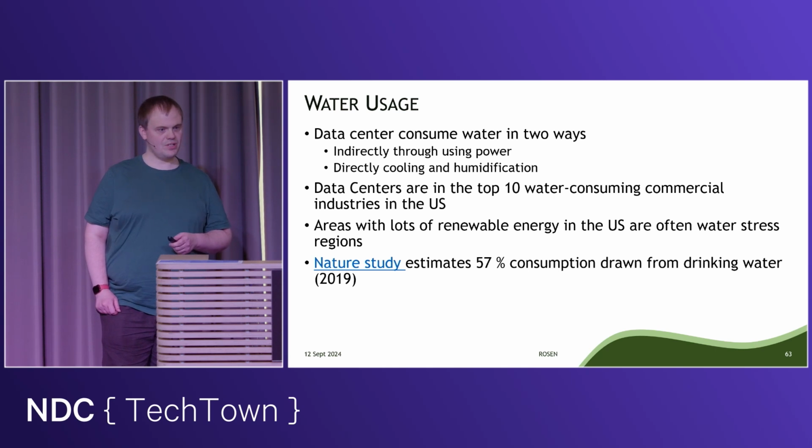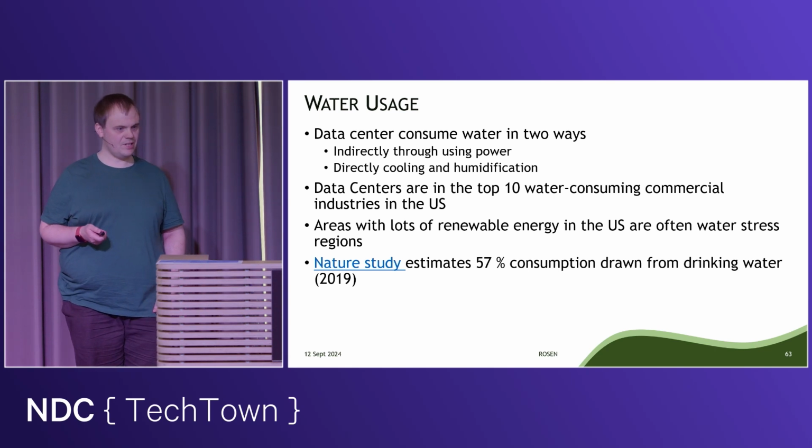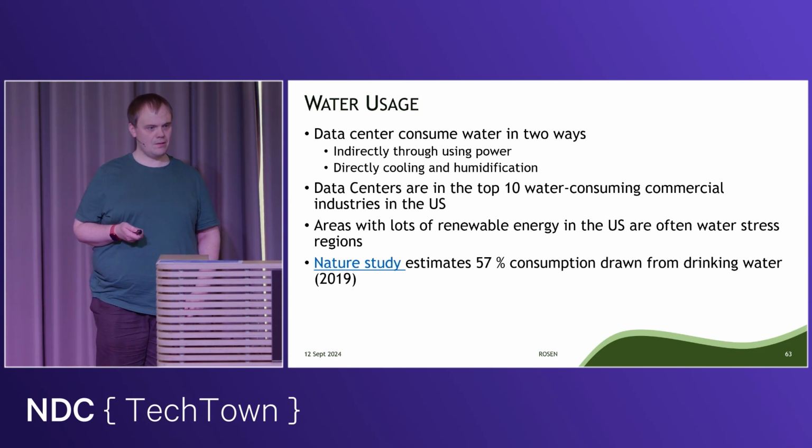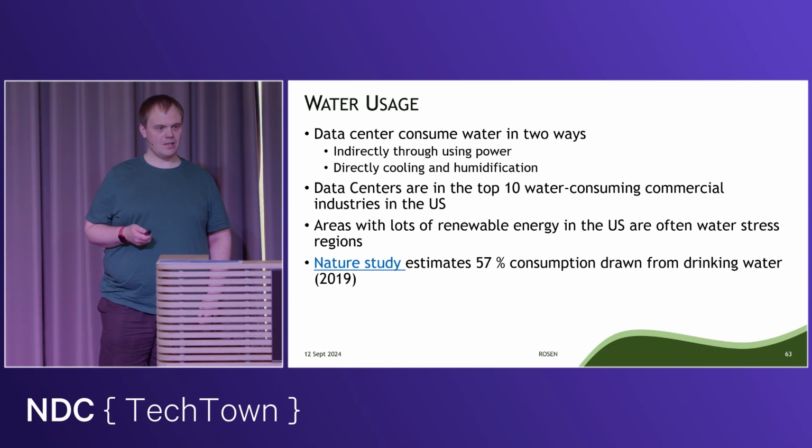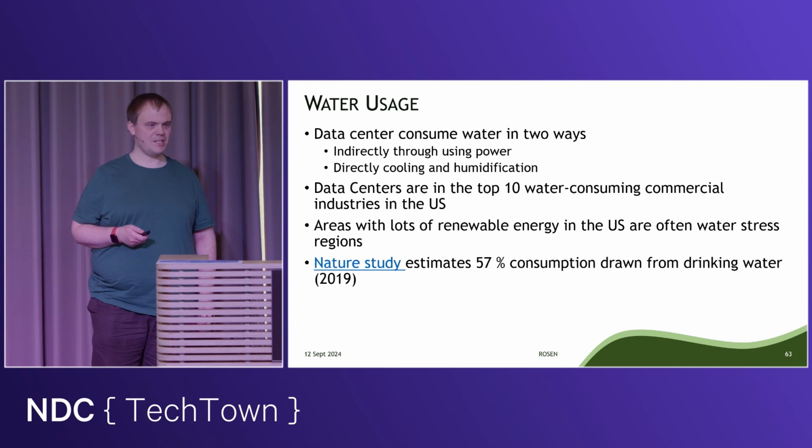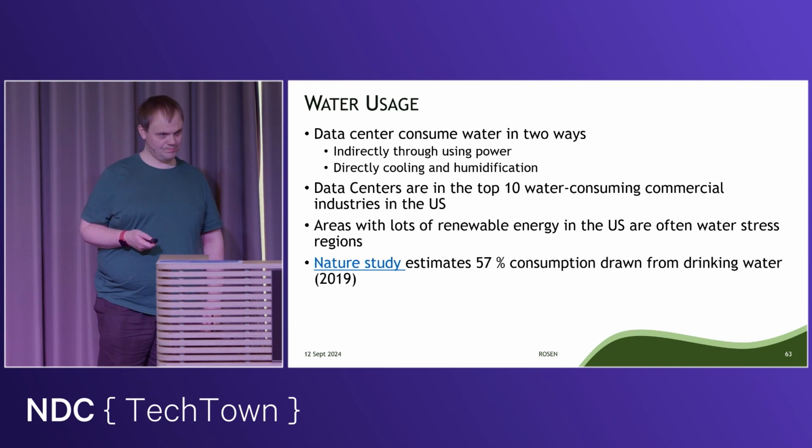A study from Virginia Tech estimates that indirect water usage makes up 75% of data center water consumption in the US, while direct water usage only makes up 25%.